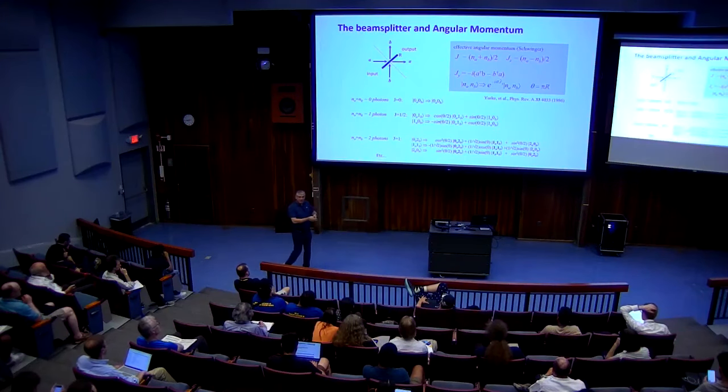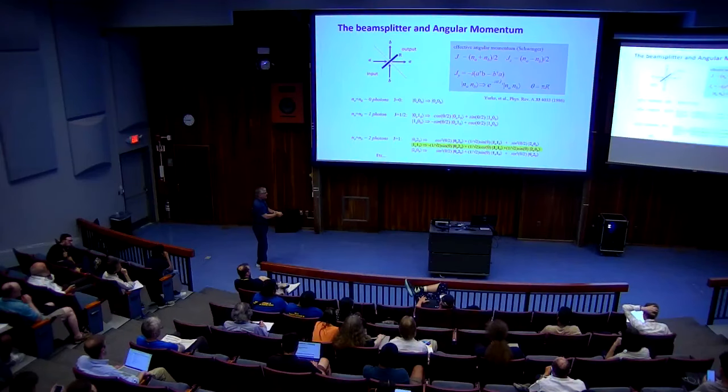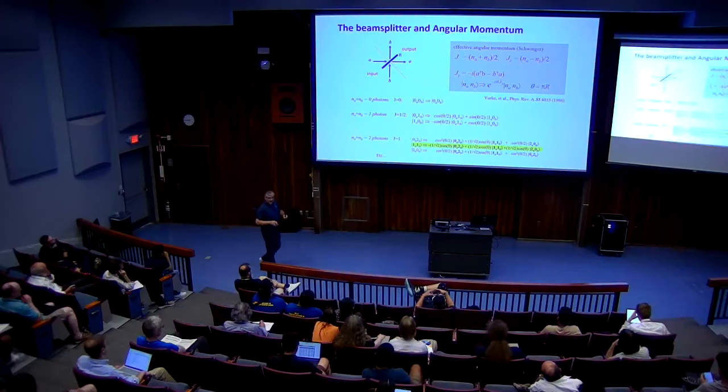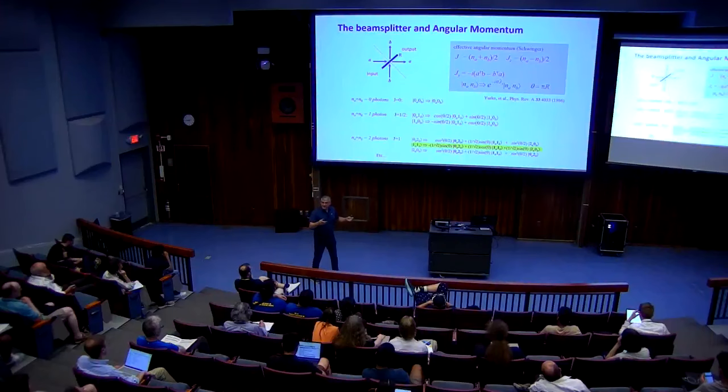When we have two photons impinging on a 50-50 beam splitter, it's this middle line that we want to pay attention to. Two photons, and when theta is pi over 2, reflectivity is 50%, we don't get this. So two photons never appear on opposite sides. This is the Hong-Ou-Mandel effect.